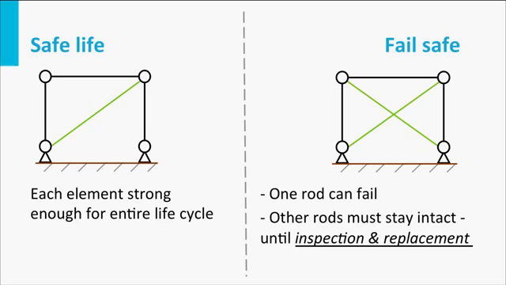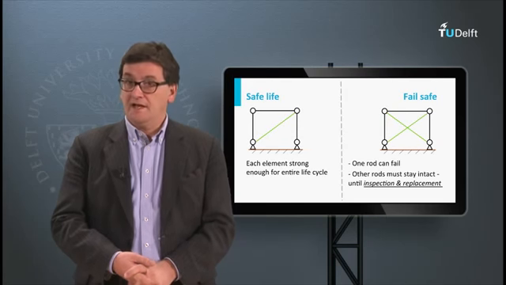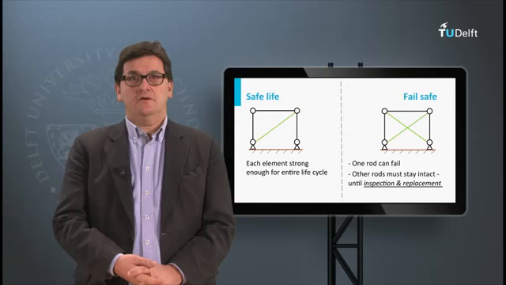If we look at a truss with two diagonal bars, one bar could fail and the truss will not collapse. The other bars take over the loads of the failed one. During the service life of this truss, failure may occur. However, we have to inspect the truss frequently to see if an element has failed. And if an element has failed, we should replace it.